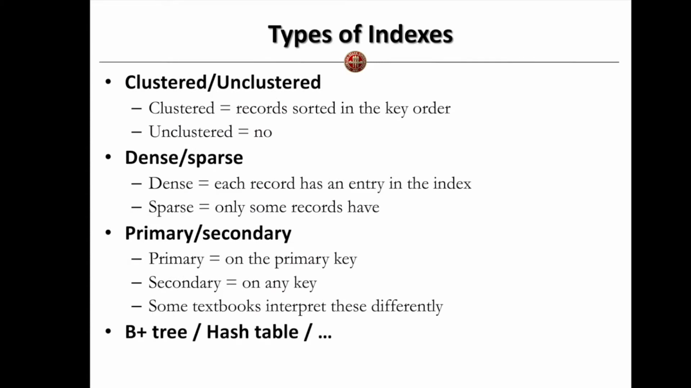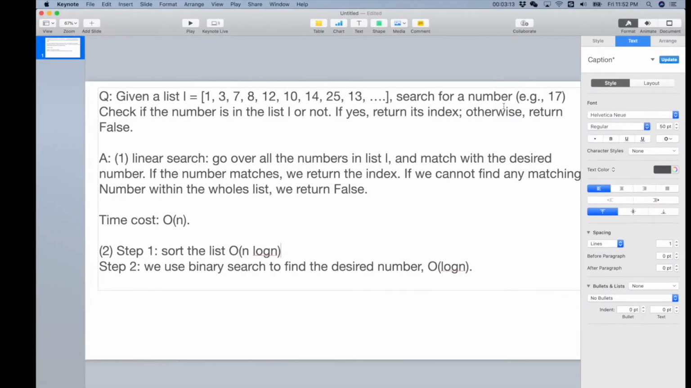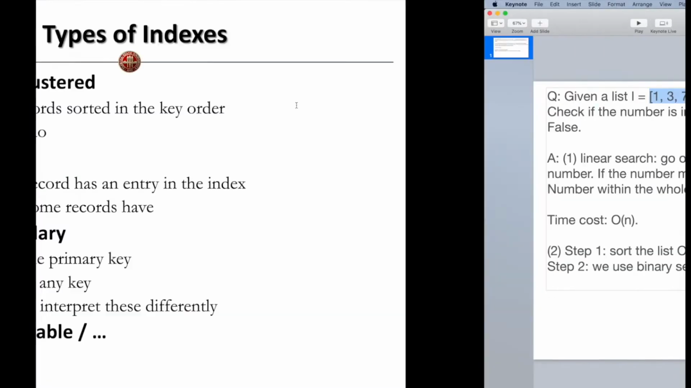In database systems, we have different kinds of indexes, and we'll provide the categorization of these indexes. The index can be either clustered or unclustered. Clustered means the records are sorted in search key order. Or the index can be unclustered, in other words, not sorted. You can follow me, right? Before we show you an example, if you still remember, we search for some desired numbers. If this list is sorted, then it is clustered. If it's unsorted, it is unclustered, right?